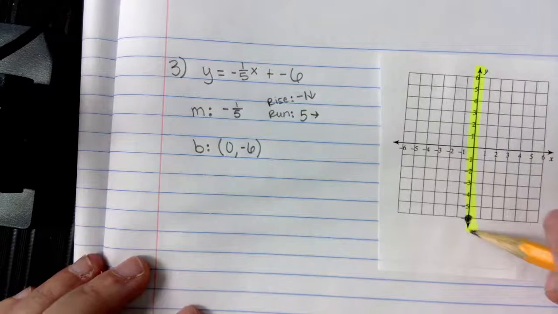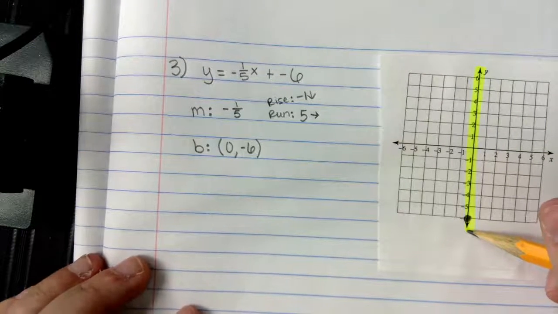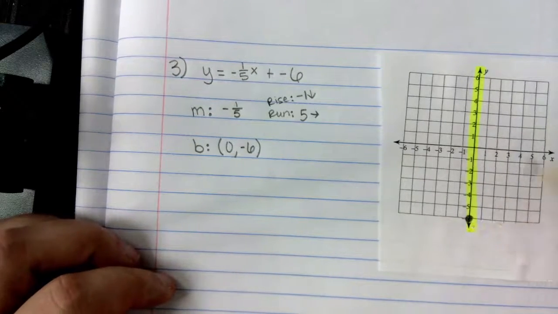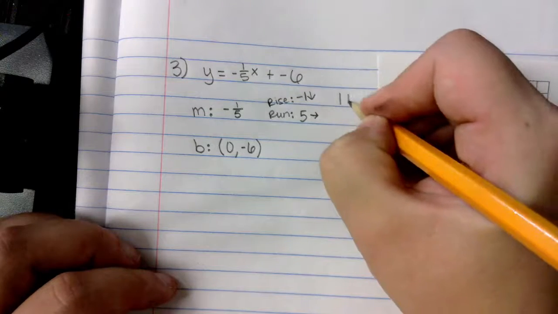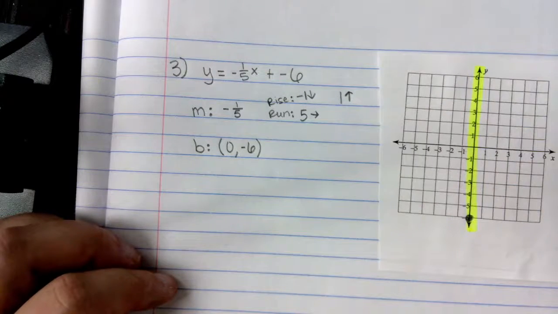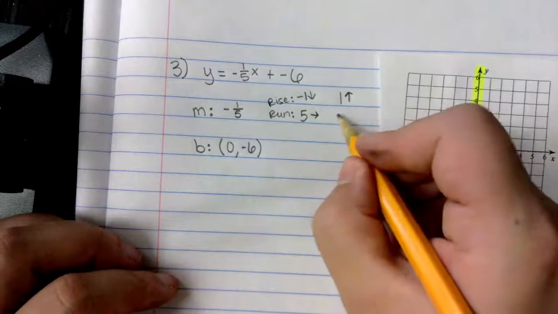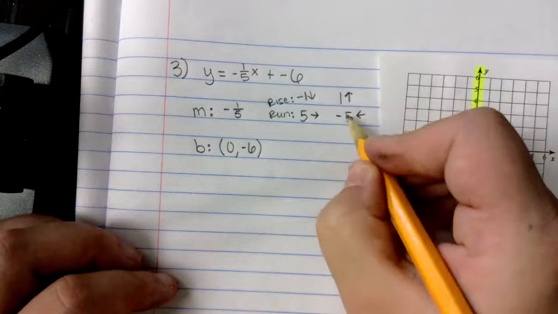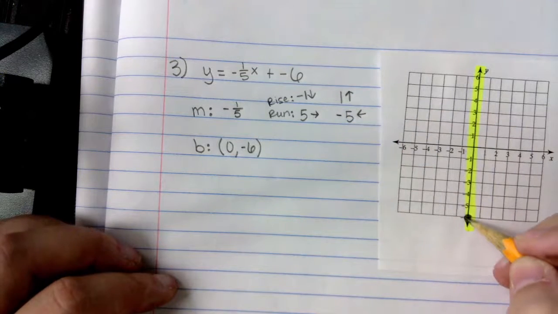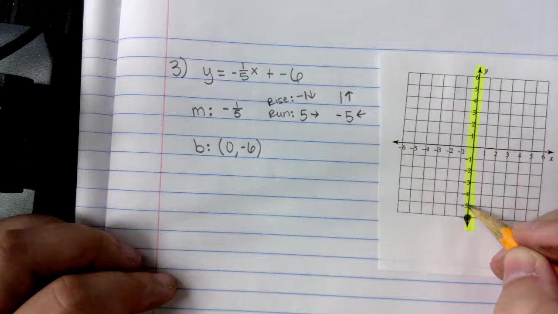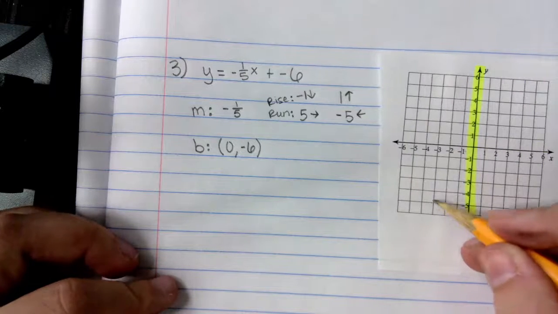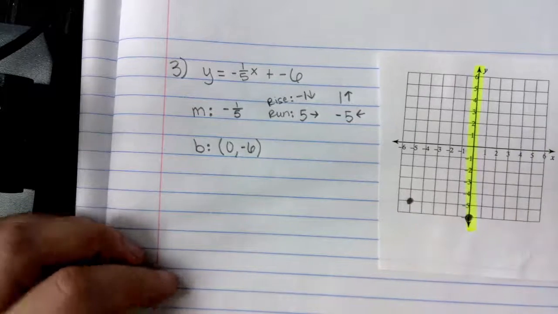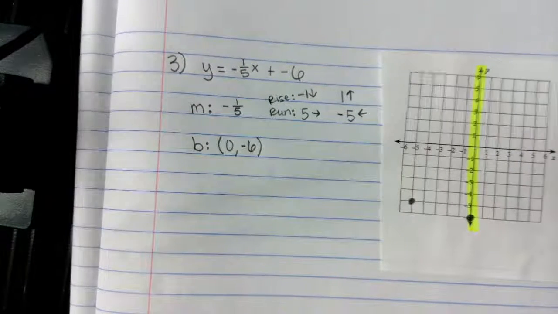Whoop. Can't. So what are we going to do instead? Yeah, we're going to go up 1. We're going to make it a positive 1. And then what happens with the run? Yeah, we're going to go left, so then it's going to be a negative 5. So we actually switch the negative so it's on the bottom. So we'll go up 1, and then left 1, 2, 3, 4, 5. And can we make another point on this one? Yep. So it's just those 2 points.